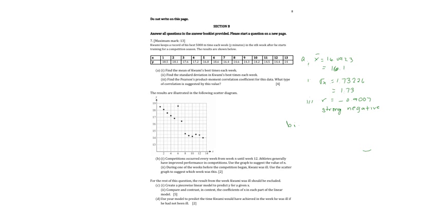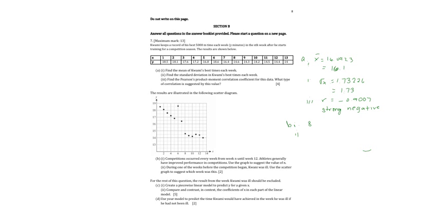Competition occurred every week from week N until week 12. Athletes generally have improved performance in competitions. Use the graph to suggest the value of N. So there is a great improvement on week number N. You can see there is a trend here and suddenly there is a drop in the number of minutes. So the fewer minutes you spend running, that means your performance has improved.